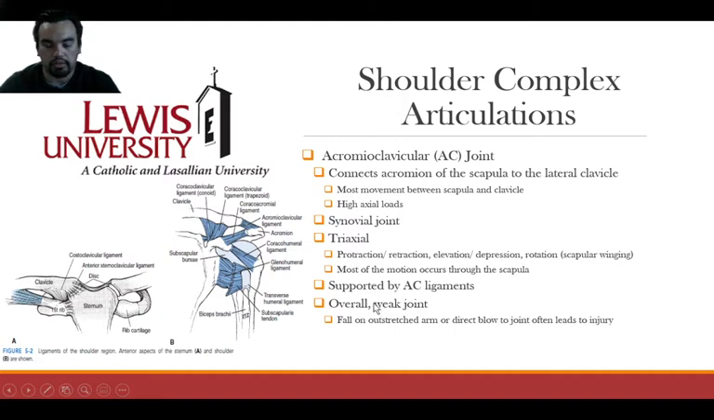It is supported by those ligaments I just discussed, and overall it's a fairly weak joint because it doesn't have a lot of muscle there. So if you feel your AC joint, there's not a lot of muscle there, it's fairly exposed. So when you fall on an outstretched arm or you take a direct blow to the joint, often you will injure those ligaments.